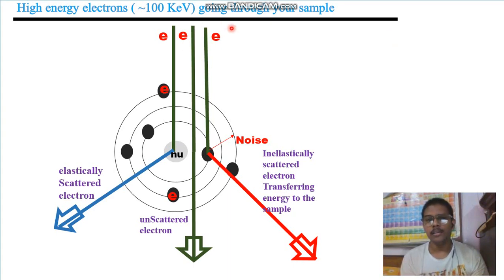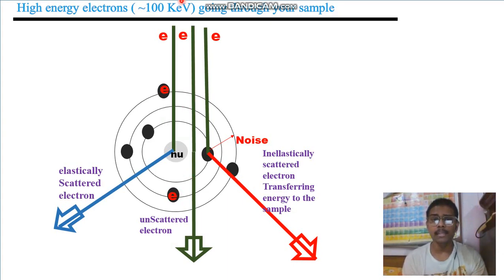High energy electrons, approximately 100 kilo electron volt, are going through your sample. Whenever the electron beam is created in the electron gun in the upper part of the microscope, that electron has high energy and thus high speed. This speed is so high that some electrons go right through the sample, like the middle one, without making any disturbance or interference with your sample. This is called an unscattered electron.